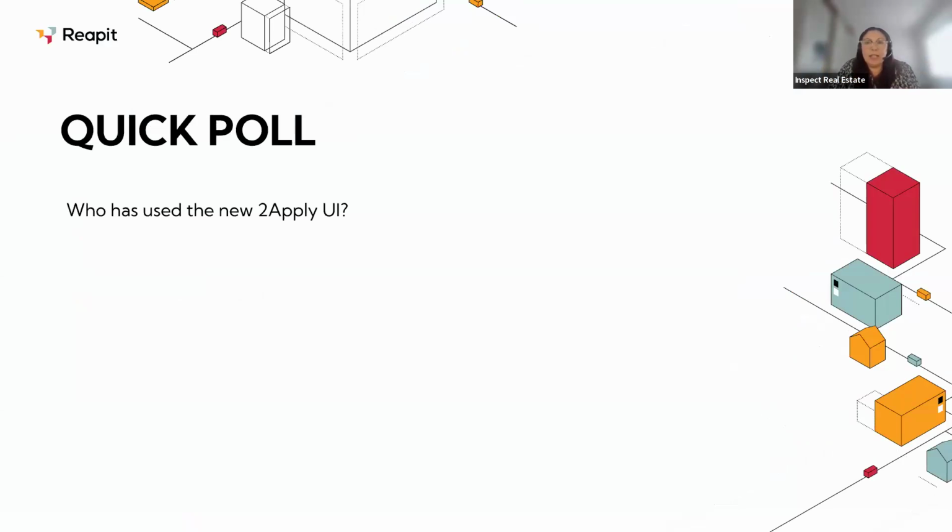Before we do get going though, we are going to run a little poll. So let's launch this poll. For the team that's on the call, who has used the new To Apply interface? Fantastic. You can see those numbers rolling in. Okay, we'll give it another 30 seconds. Okay. So 47% of you have seen the new To Apply interface and 53% of you have not. So thank you so much for participating in that poll.